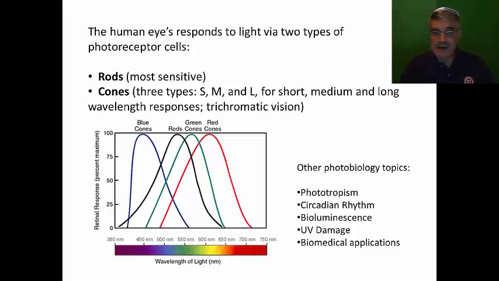Ultraviolet damage, another important topic. Ultraviolet light can damage our cells and certain molecules in our cells, and especially DNA, and some of this can lead to mutations. And there are various biomedical applications of the use of X-rays and gamma radiation for diagnosis and treatments. So this is a very large field with a number of applications.